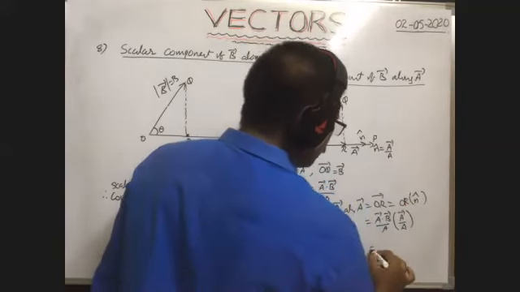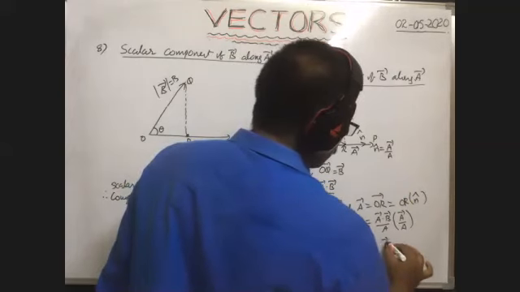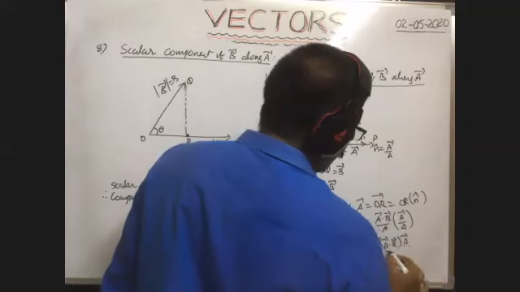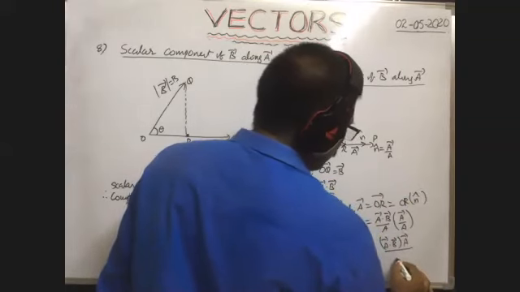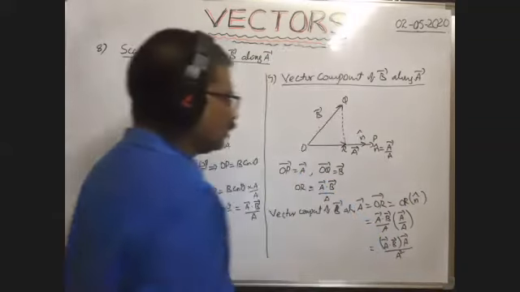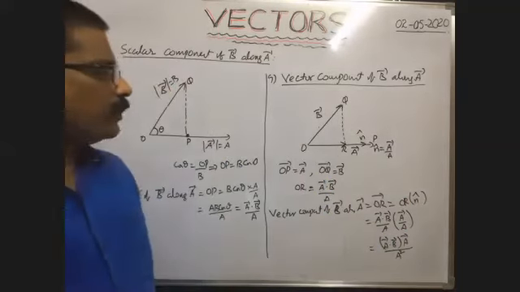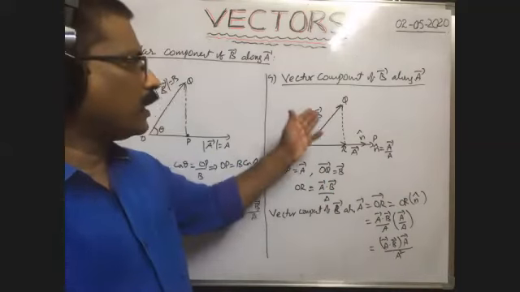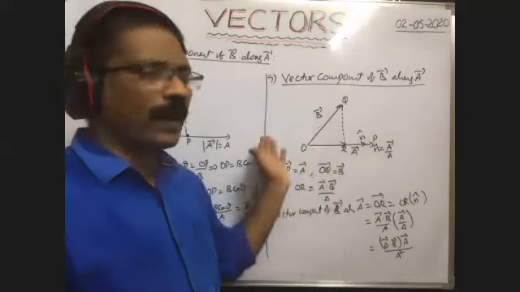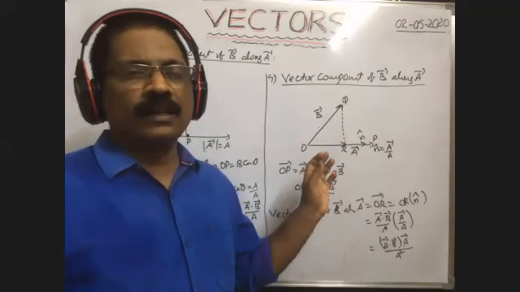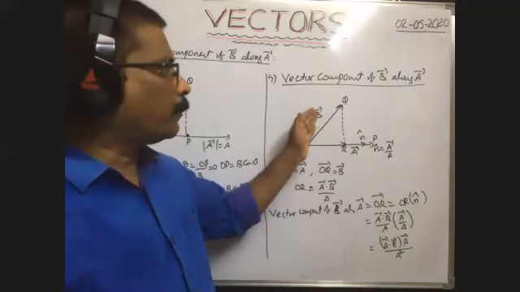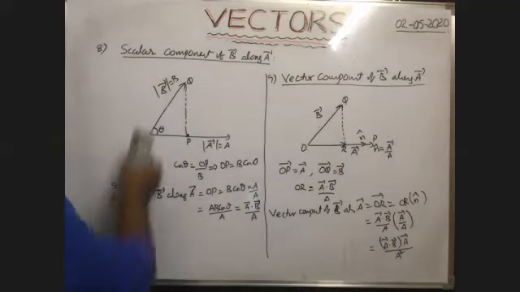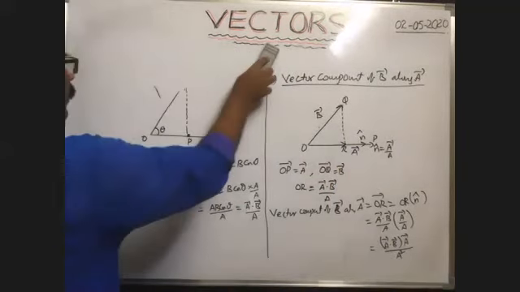Therefore this is equal to A bar dot B bar of A bar whole by A into A square, that means magnitude of A square. This is the vector component of B bar along A bar. Along A bar means parallel to A bar. What is the vector component of B bar perpendicular to A bar?